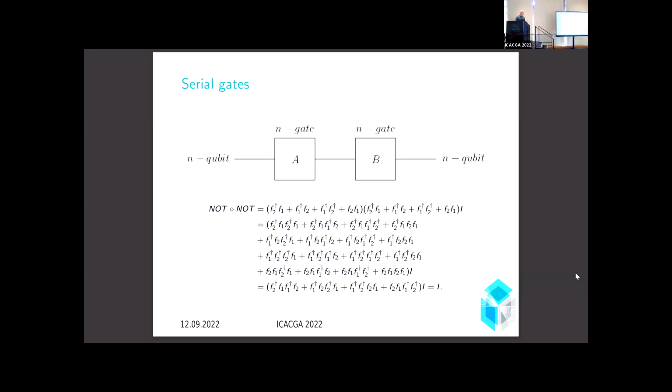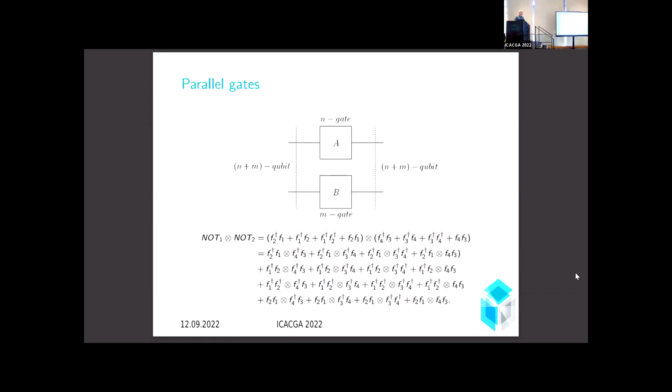this is a very easy example. We chose NOT gates and applied NOT gates 2 times, so we have to receive identity. And it happened. If you multiply these 2 elements, the result after some computation in the geometric algebra will be I, which is identity. In the parallel gates, the situation is a bit more complicated.